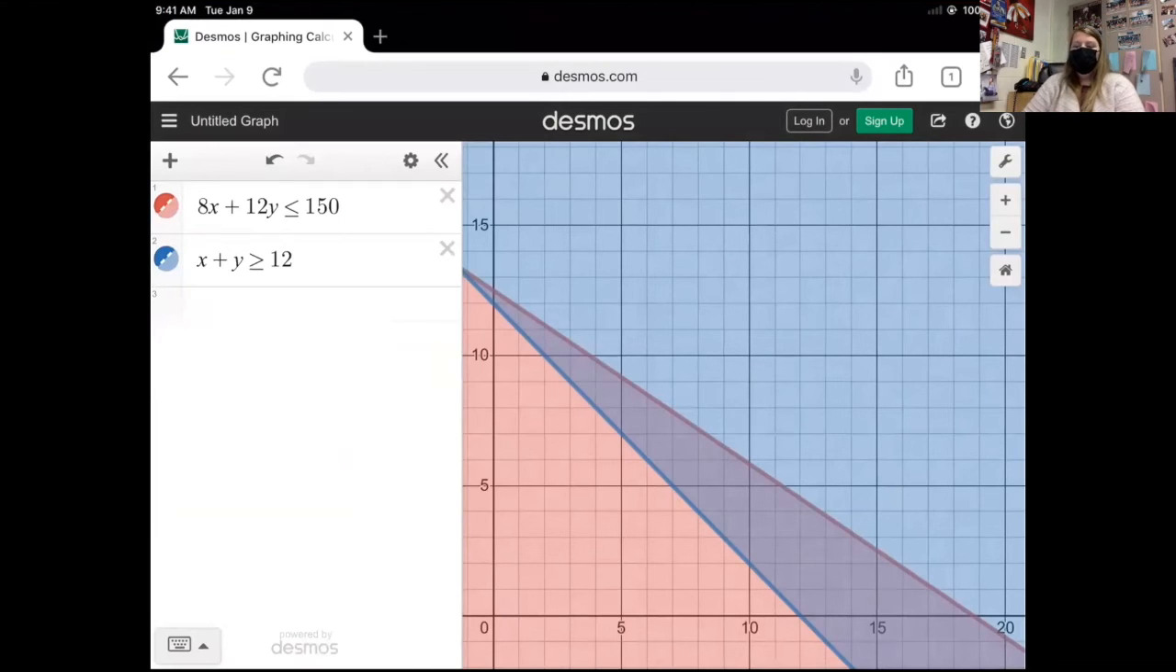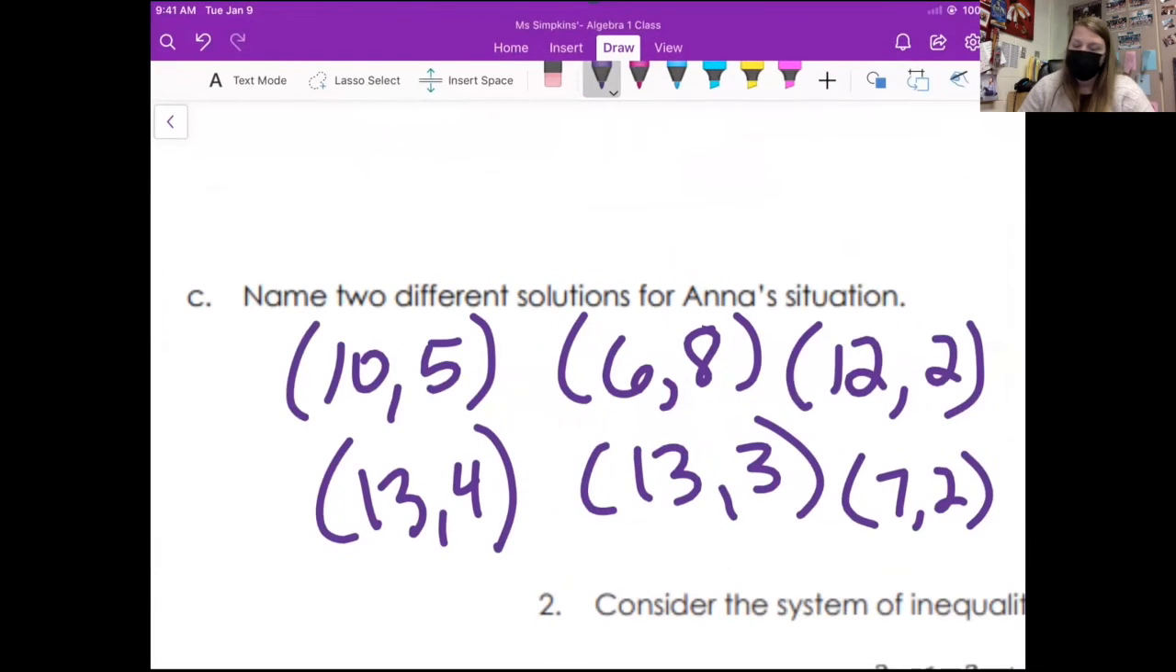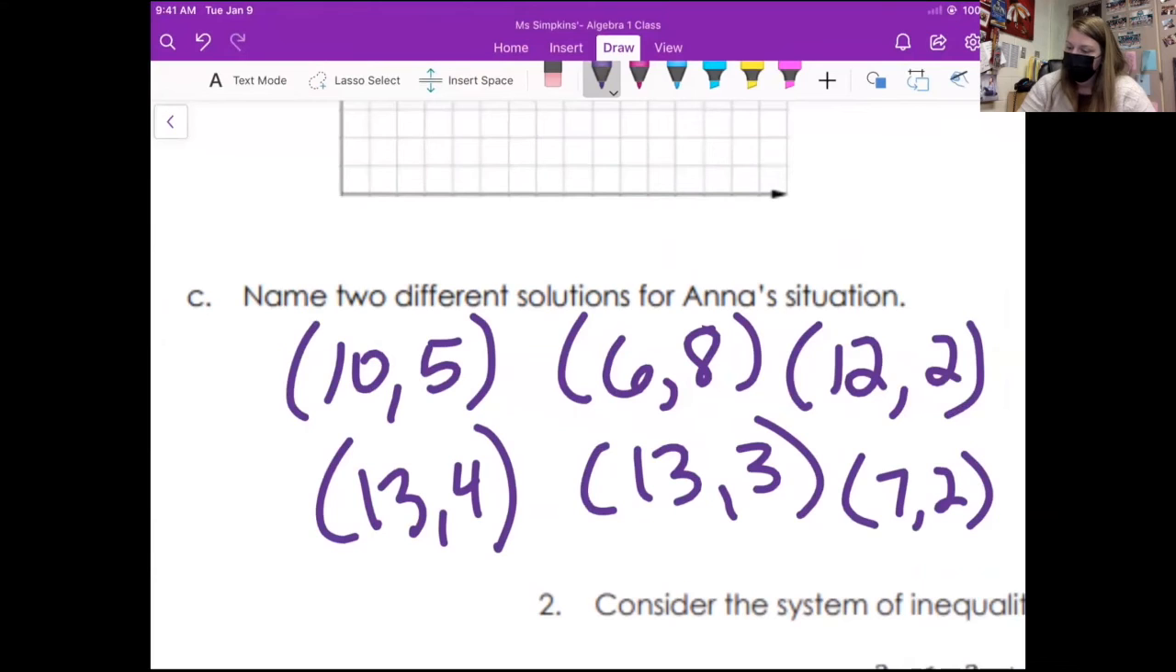So you should have 8x plus 12y is less than or equal to 150. You got that? And then x plus y is greater than or equal to 12. Oh, I put 2. Oh, that's why. Now, Lena, give me an example besides 7, 2. 15, 1, yeah, 15 paperbacks, 1 hardback.